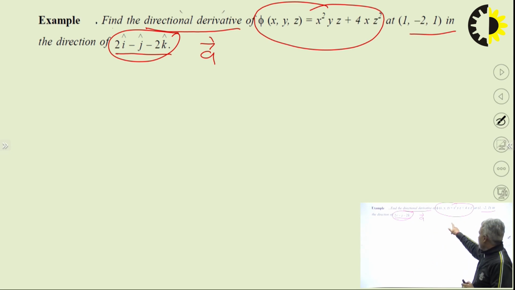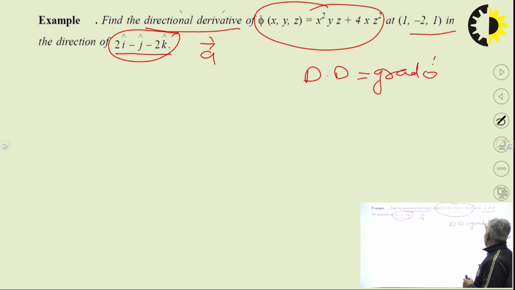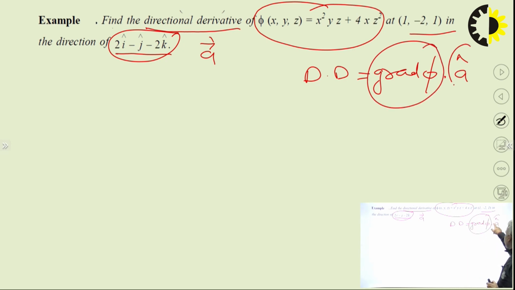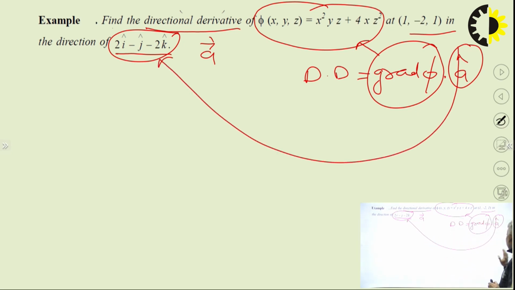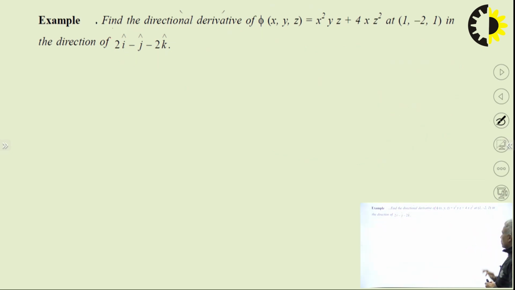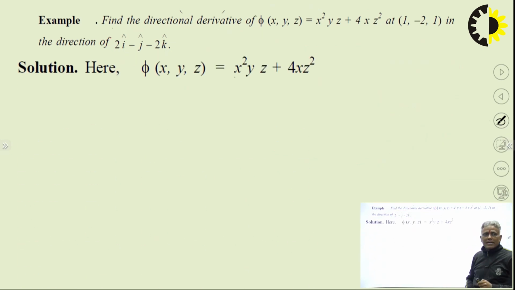So the directional derivative del phi dd will be grad phi dot A cap. How to calculate it? There are two components: first is grad phi and second is A cap. Grad phi is calculated with the help of the surface, and A cap is calculated with the help of the vector. Students, keep in mind that this is a very simple calculation, and I will calculate it step by step.